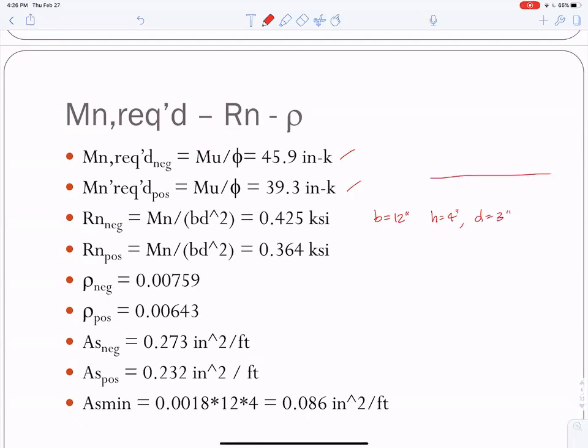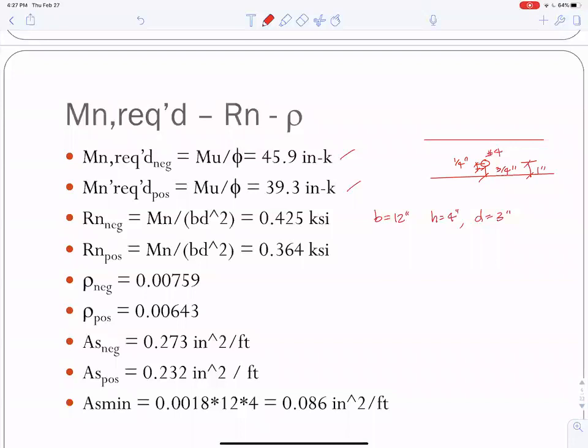And I've had a few people questioning where that comes from. Let's say you have a number 4 bar, there's no stirrups in slabs, and the cover for slabs, you're allowed to have as little as 3/4 inch cover. And the radius of a number 4 bar is a 1/4 inch. And so that makes this distance 1 inch. So h minus 1 inch is d.